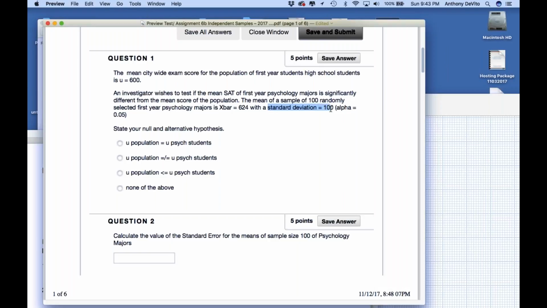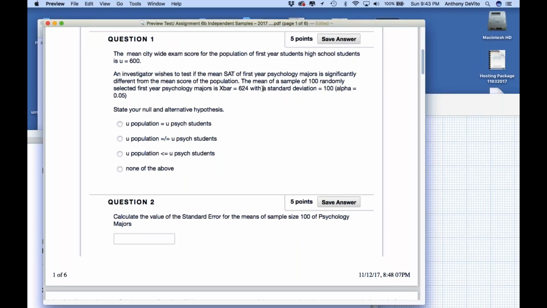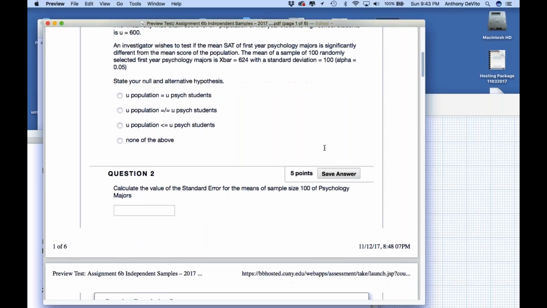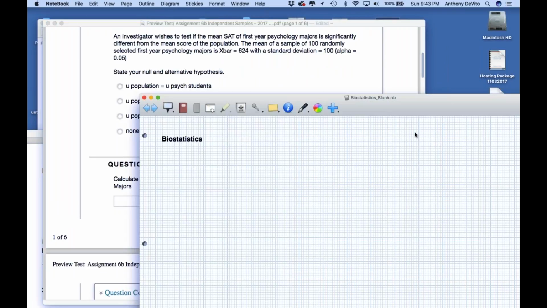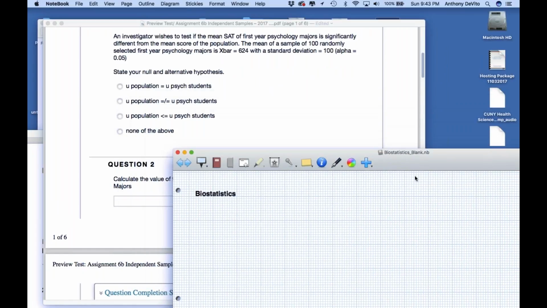Now this is a large sample, so it's kind of a toss-up. You could probably use the z-score here as well. For the moment, I'm going to say let's use the t-score. The first thing I want to do is calculate whether these are different enough for me to reject the null hypothesis. And how do I know if they're different enough to reject the null hypothesis?